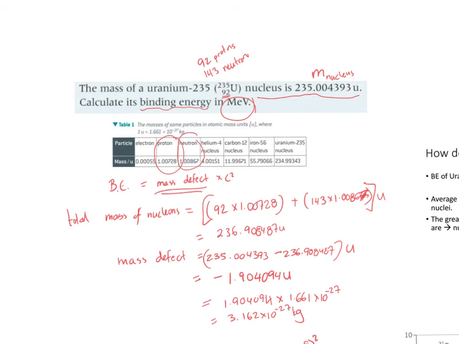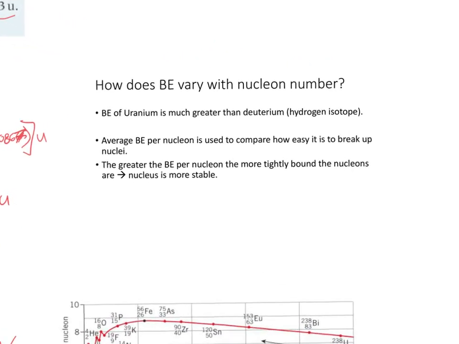Now, you would expect the binding energy of bigger nuclei to be much bigger, and that's because they involve more nucleons. However, the binding energy on its own doesn't tell you how easy it is to break up the nucleus. It doesn't tell you how stable the nucleus is. So in order for us to compare how easy it is to break up nuclei, it would be more sensible for us to use the average binding energy per nucleon of the nuclei that we're investigating.